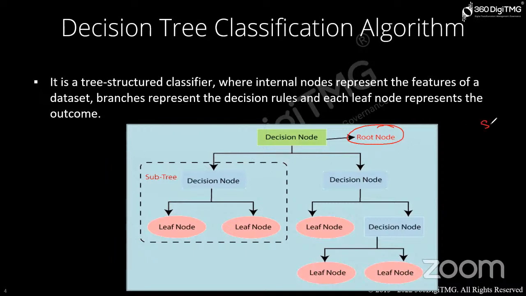Then you have something called a split. Here the splitting is happening. What is a split? A splitting is a process of dividing a node into two or more subnodes. So here we have a node and it is getting divided into two nodes. Here we have a node, it is getting split or divided into two other subnodes. That is a split.